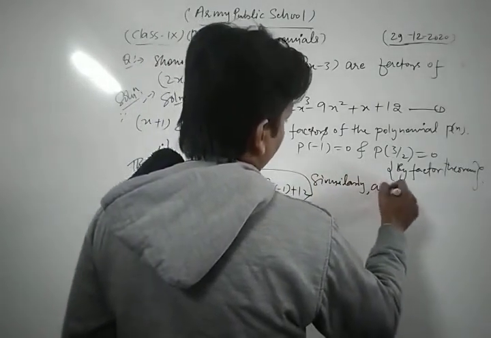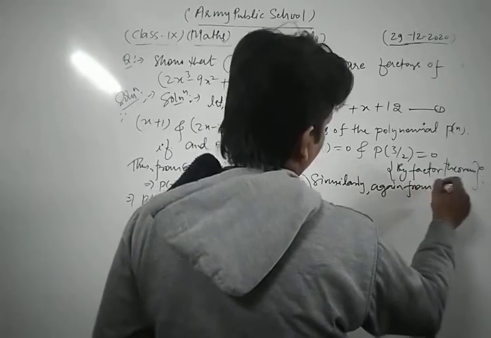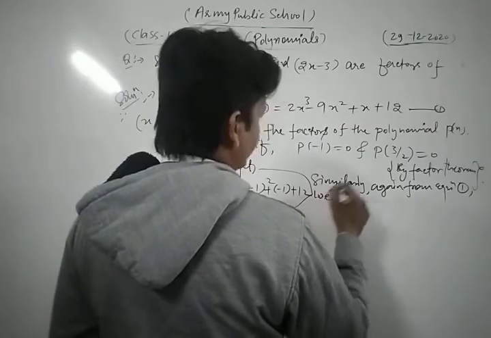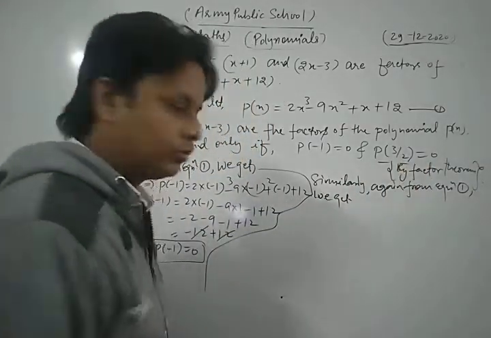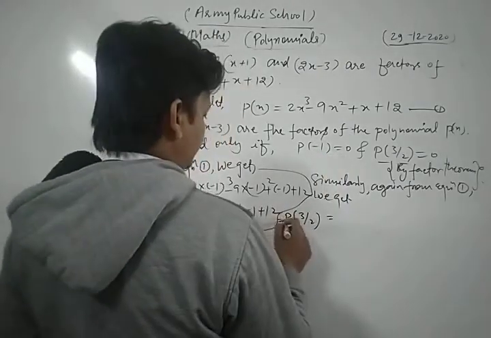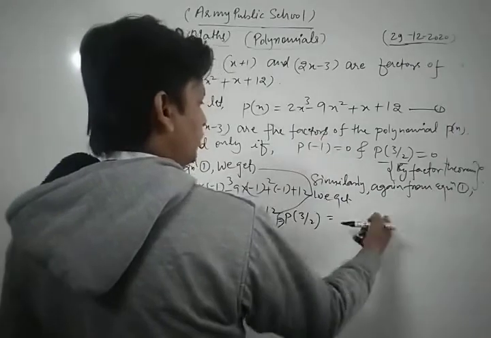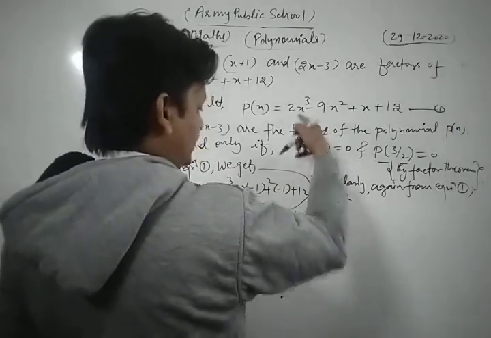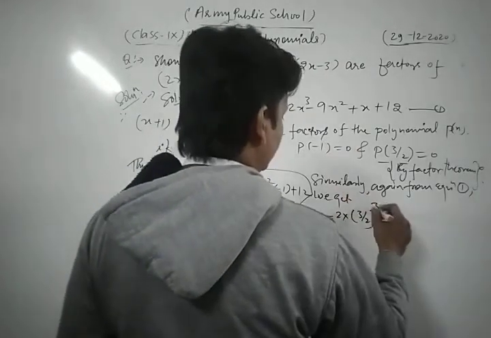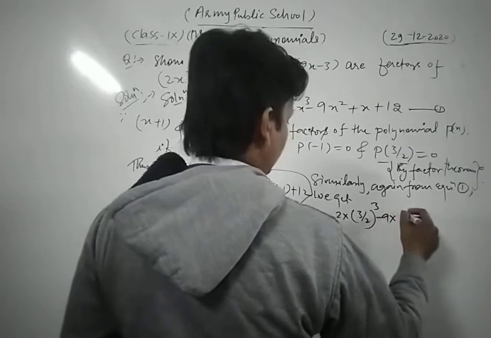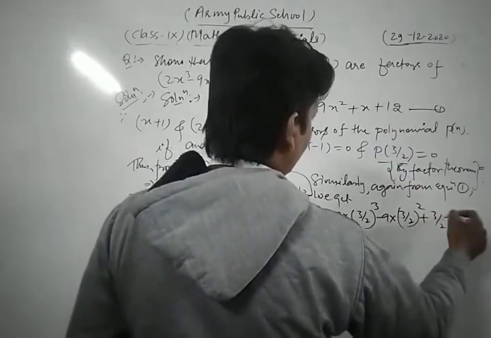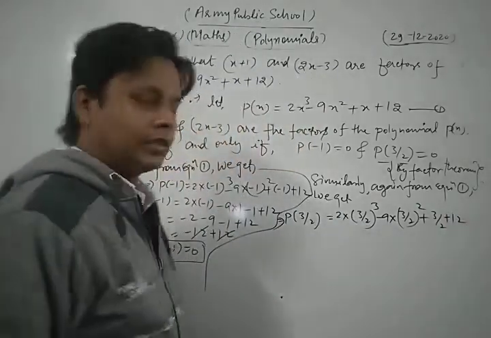Similarly, again from equation 1, we just find p of 3 by 2. So let's see. We just replace x by 3 by 2. So we get 2 into (3 by 2) whole cube minus 9 into (3 by 2) whole square plus 3 by 2 plus 12. Okay, this is the condition there.